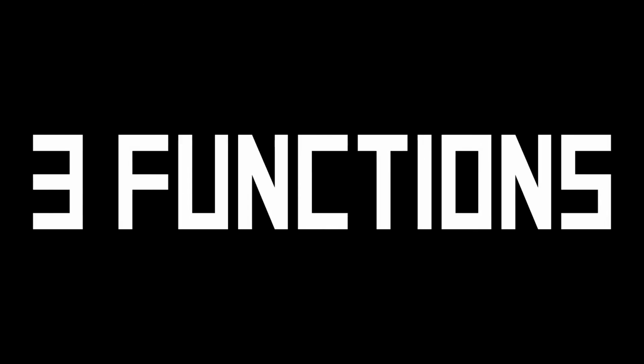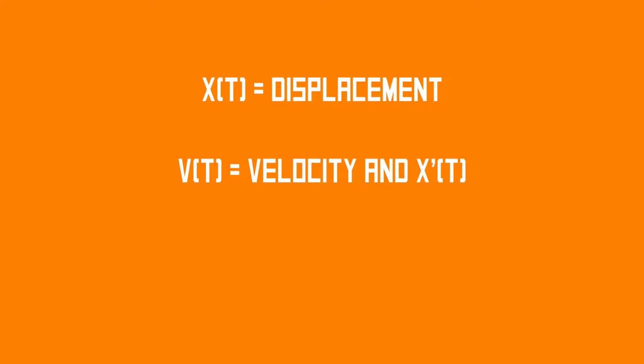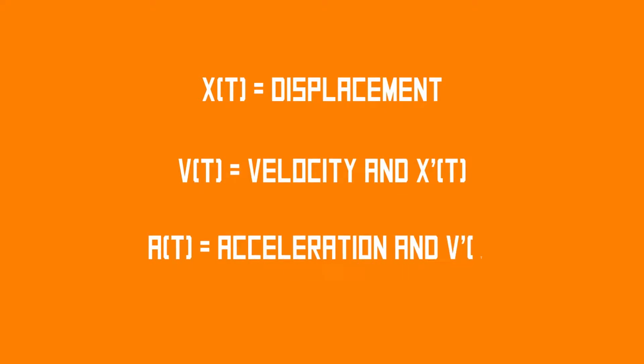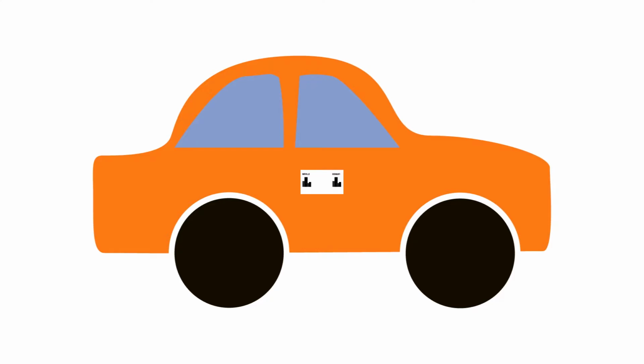Mathematicians usually use three functions to help them determine motion. These functions are all used in relation to time: x of t for displacement, v of t for velocity, which is the derivative of displacement, and a of t for acceleration, which is the derivative of velocity. We will take a look at these functions for the use of a car.